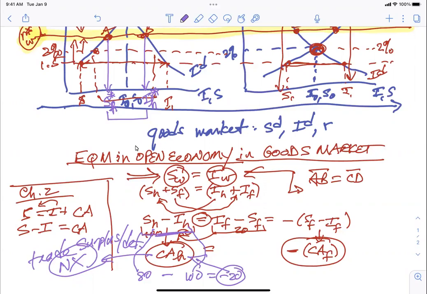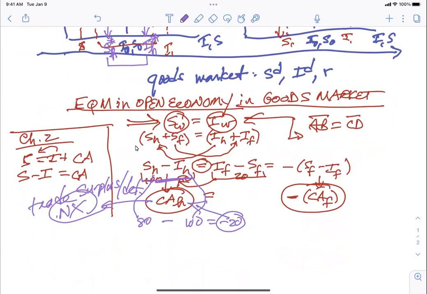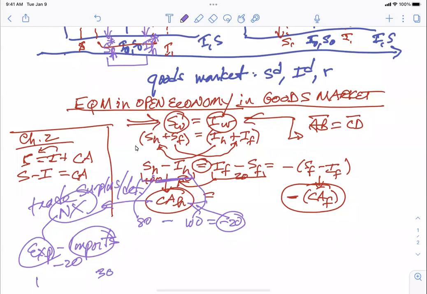So what does it mean if the net exports are negative? Well, what are net exports? Net exports are exports minus imports, right? And if this is minus 20, what does that mean? That means that imports are bigger than exports, right? Because there's a minus sign here. This could be 30 and this could be 10, right? So we have a trade deficit.